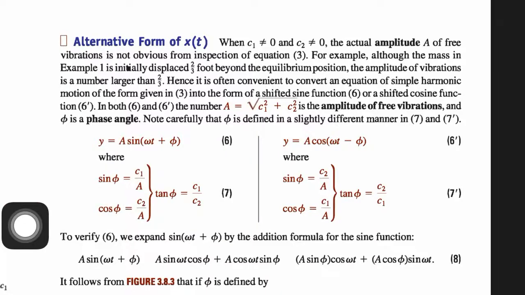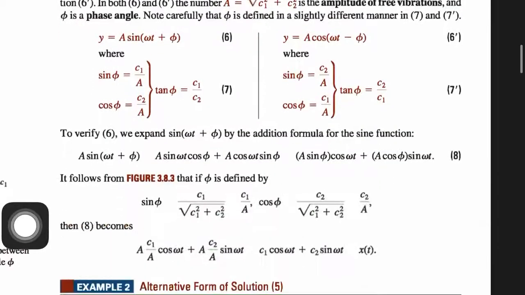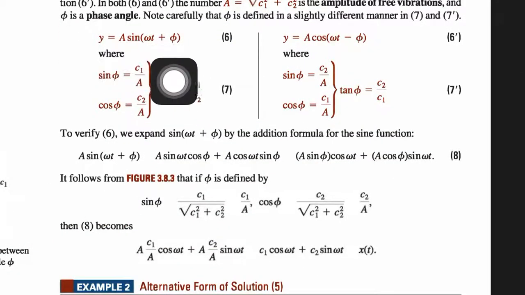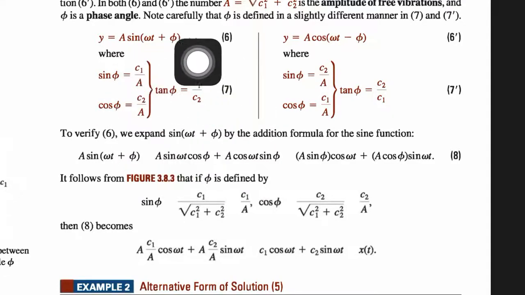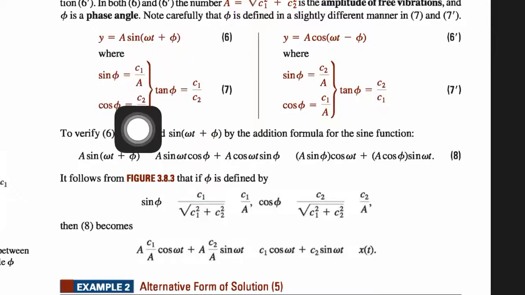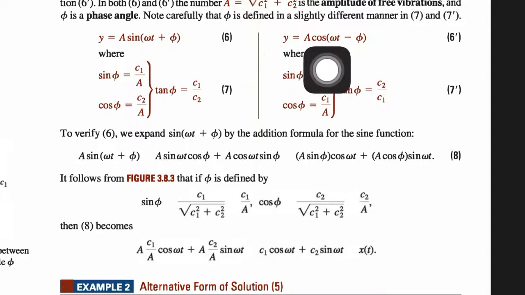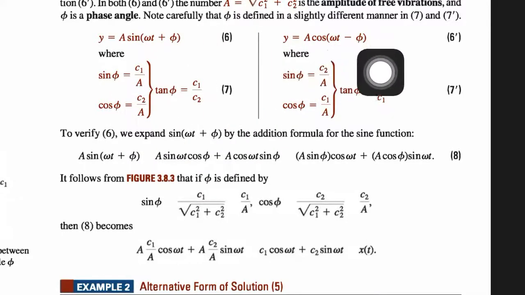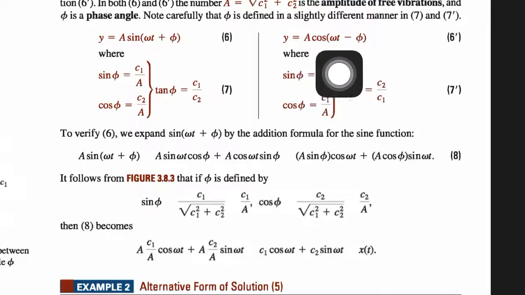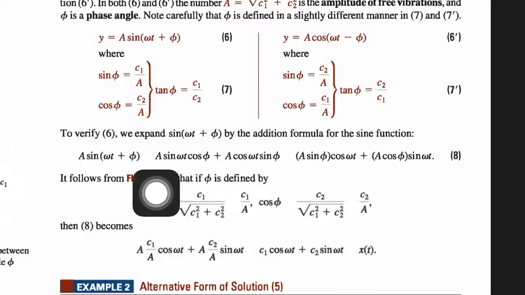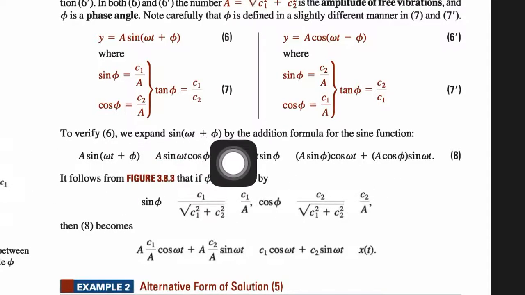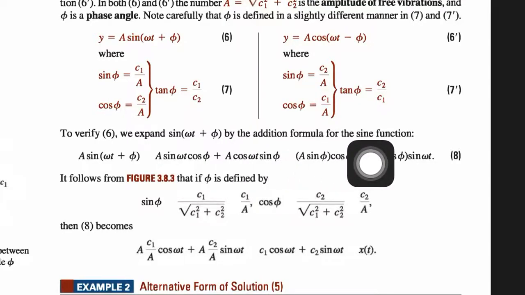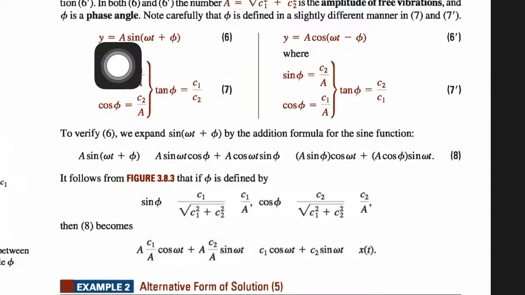So if you are taking the sine function like this, we find the phase angle from this formula. If I am taking the shifted cosine function, then we have the phase angle in the form of this formula. Now further, to verify 6, we expand this one by the addition formula of the sine function. Now I am going to solve this.